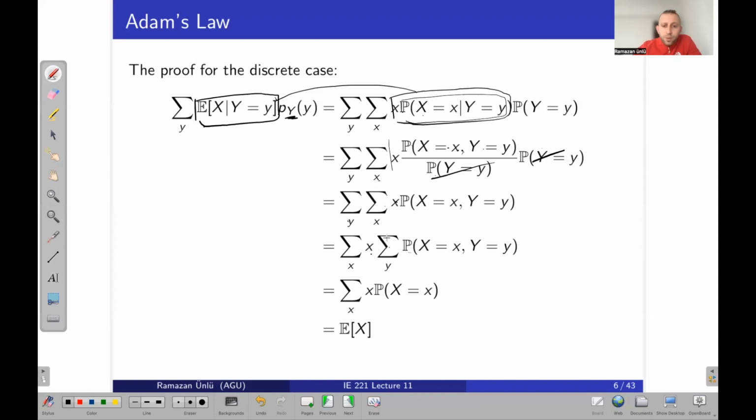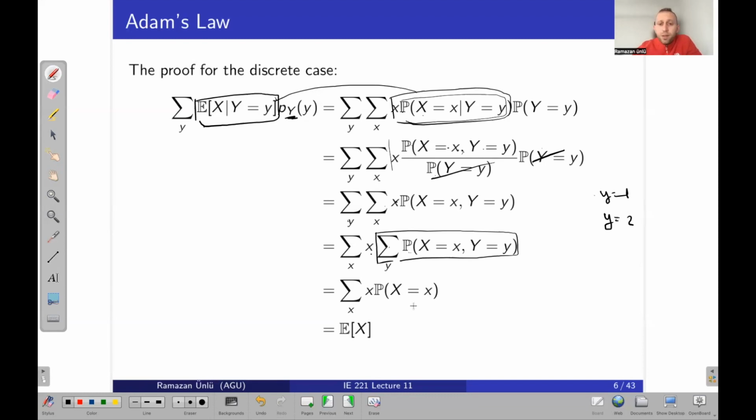So what is this term? In this part, I will go through all possible y values. For example, for y equal to 1, I will calculate the probability of the x's. For y equal to 2, I will calculate the probability of the x's. And the summation of them will give me the probability of x, right?